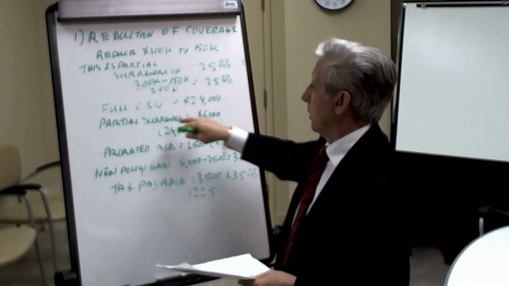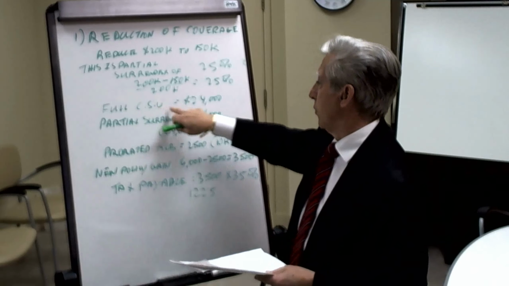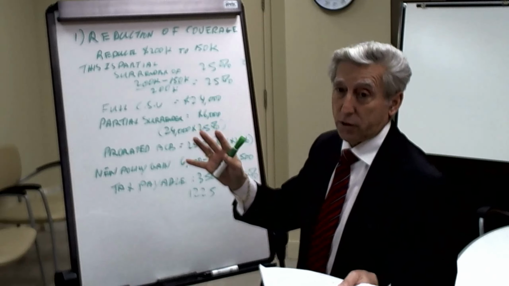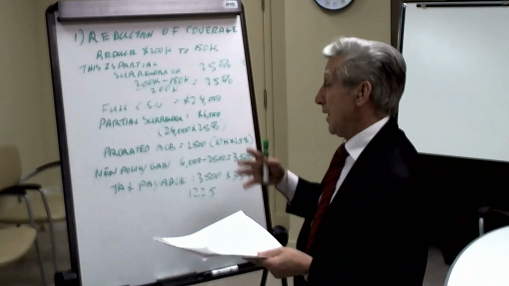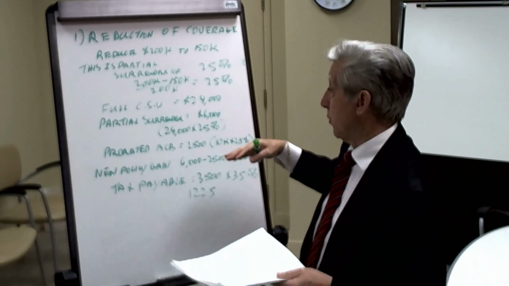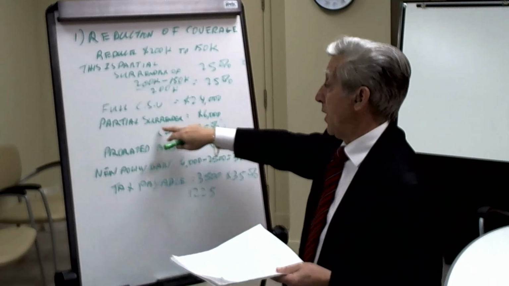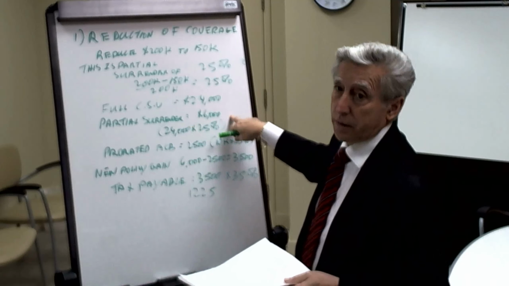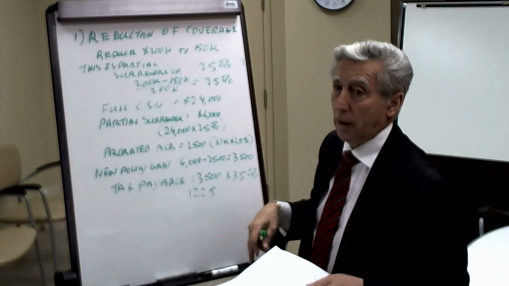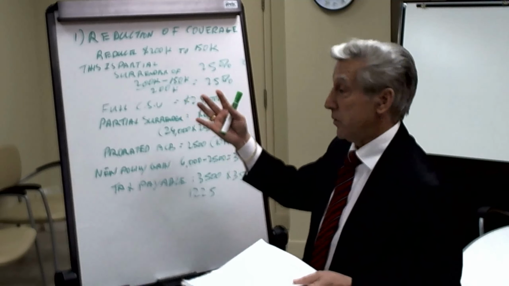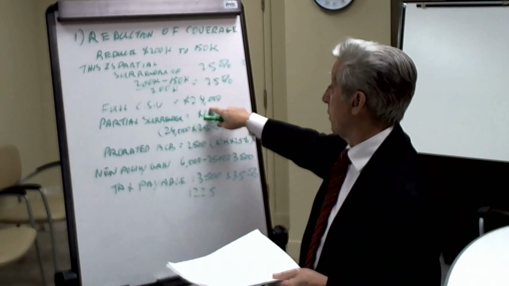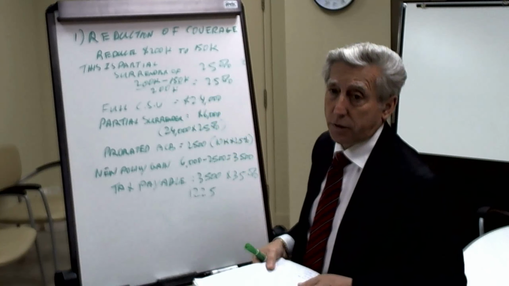Okay. You'll also recall the full CSV was $24,000. In other words, before she reduced it, she had $24,000 of cash surrender value. Now, because she's reduced the amount of coverage by 25%, it throws up a partial surrender amount of $6,000. In other words, she no longer can shelter $24,000 anymore. So it throws off $6,000 worth of CSV. So how do we get that? 25% of $24,000 is $6,000.